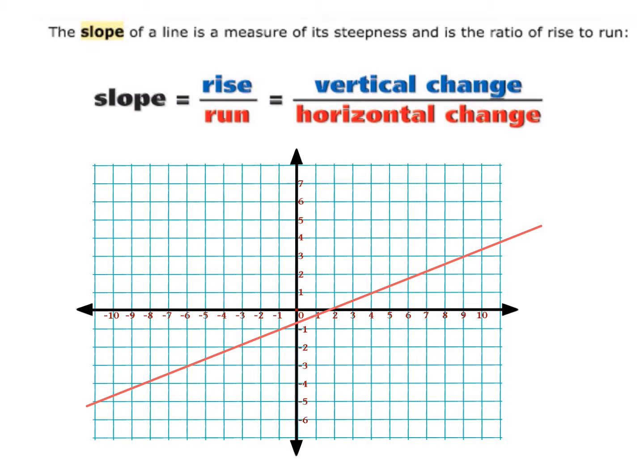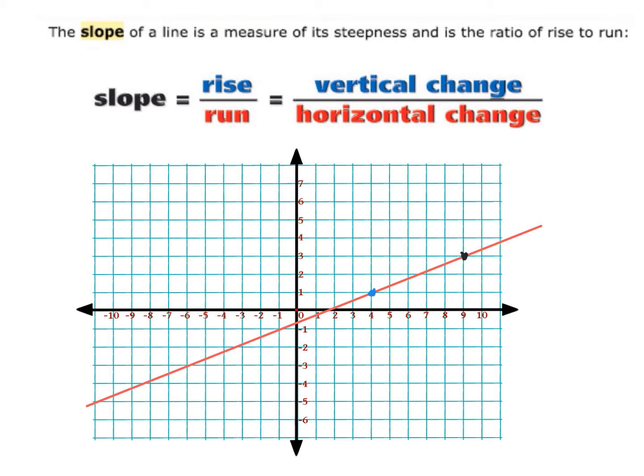So here's my line. Now, the first thing that we want to do is we want to pick 2 points on the line that we can use to find our slope. Remember, we want to use whole numbers. So I'm going to pick this point right here as 1 point, and this point here as the other.